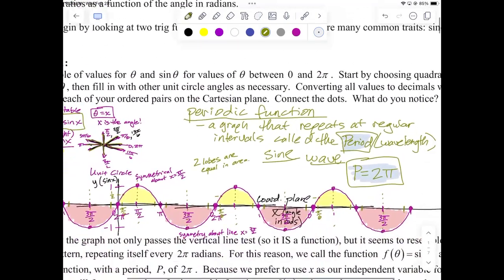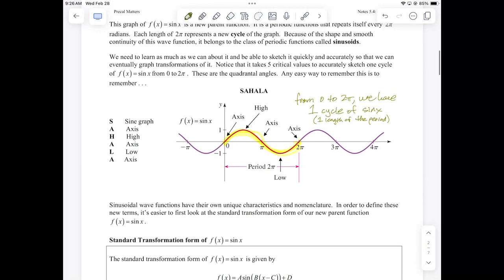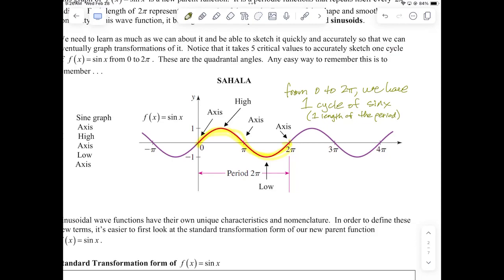So how many cycles did we see up here? 1, 2, 3, 4. We saw 4 full cycles up here. 4 complete cycles. Down here, how many cycles do we see? I see 1. Let's see if we can highlight the next one. The next one is going to be from 2 pi to 4 pi. So we see two and a little bit more, right?